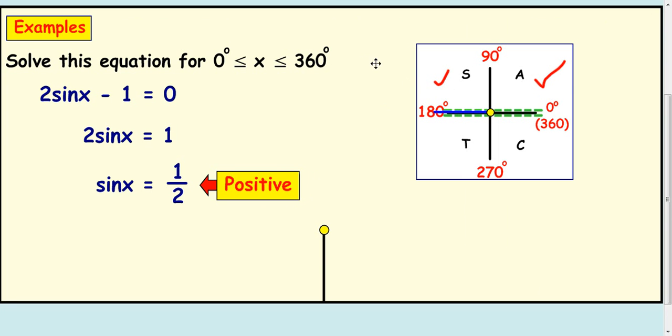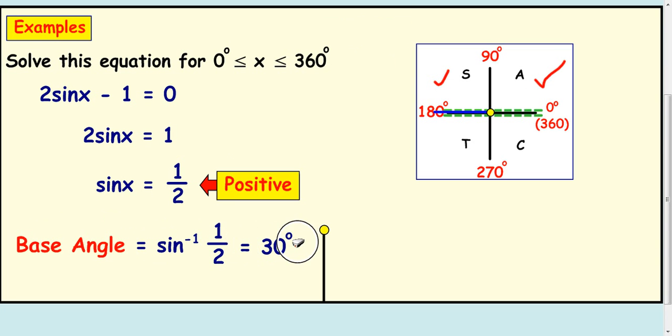So the first quadrant, we have to work out what the relative acute angle is, or the related acute angle. Sometimes it's called the base angle as well. So to do that, you inverse sine a half, and that comes out to be 30 degrees. So that's our first answer, 30 degrees here.